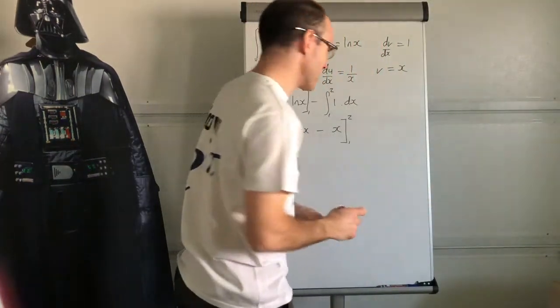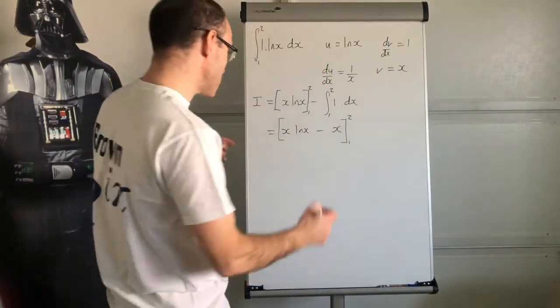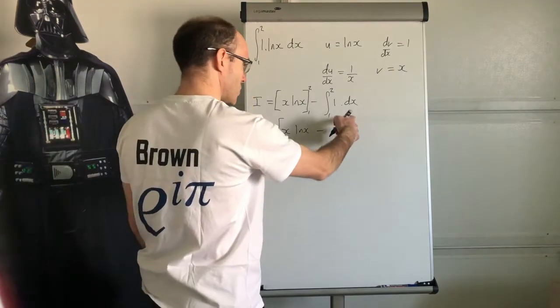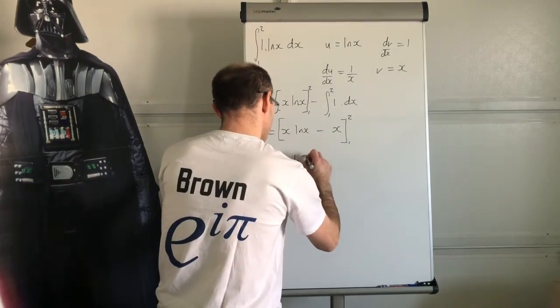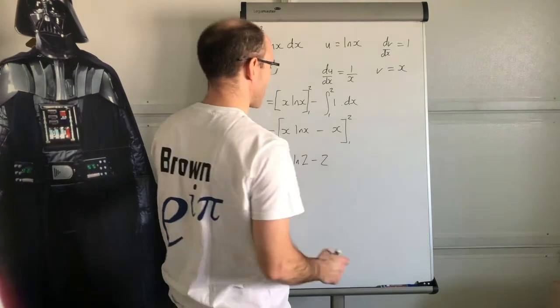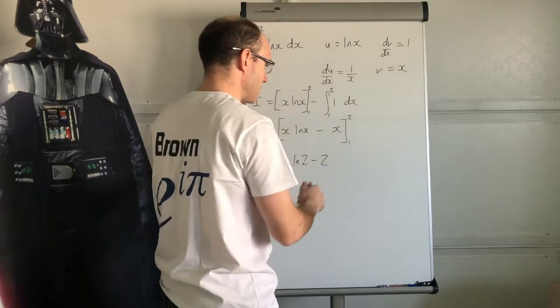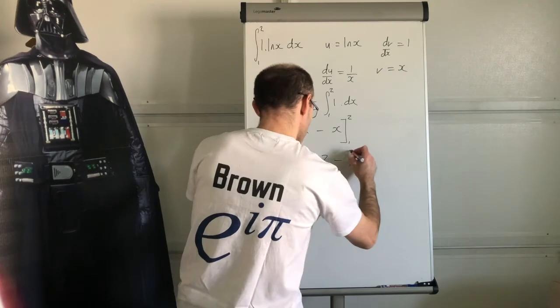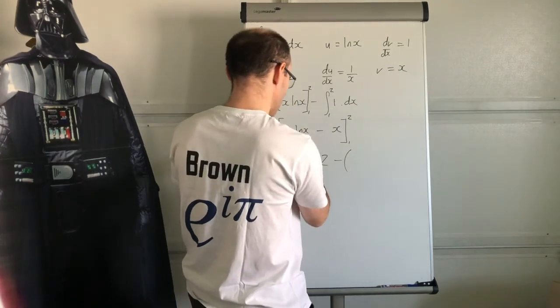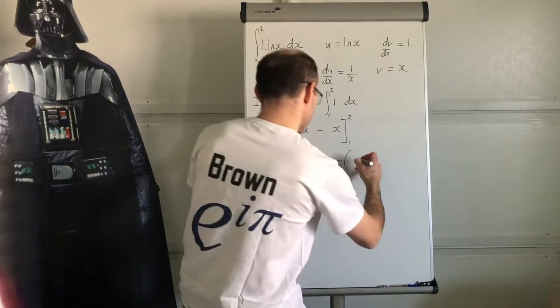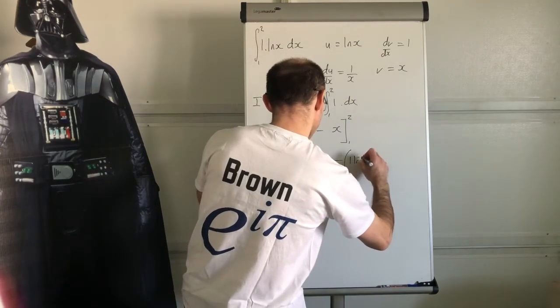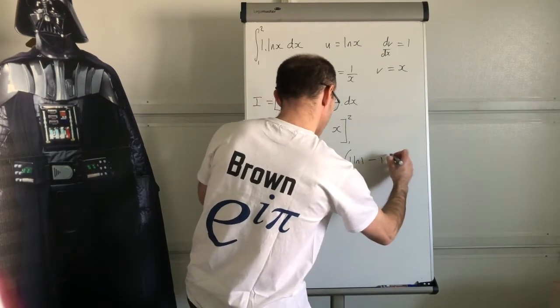No, nothing's particularly clean, is it? Then we just substitute them in. So we've got 2 natural log 2, subtract 2. Okay, so that's putting 2 into it, and then we'll put 1 into it. So subtract, let's put it in brackets, 1 times natural log 1. I'm going to write it in anyway. So 1 times natural log of 1, subtract 1.